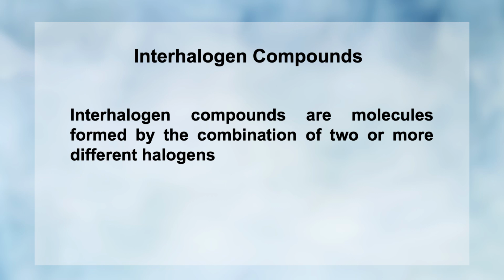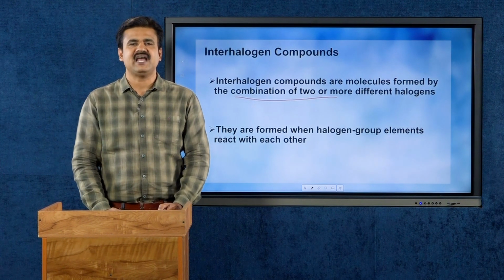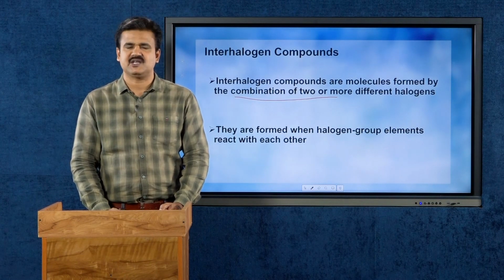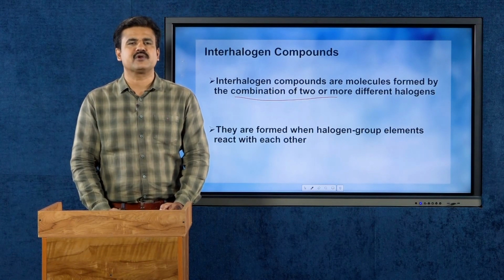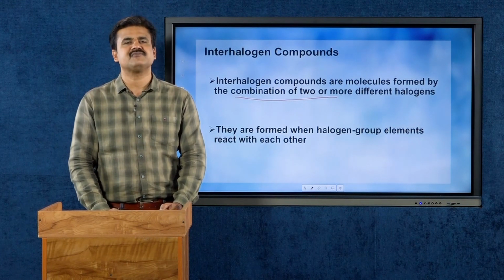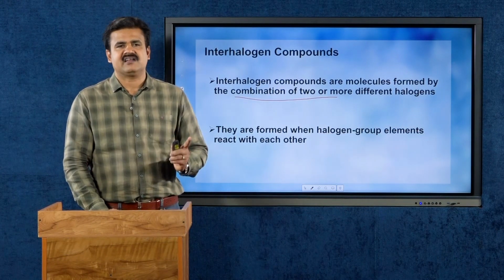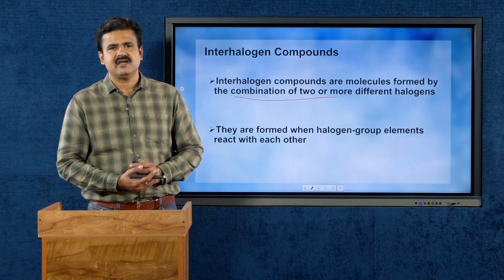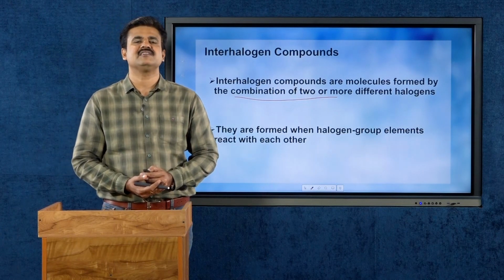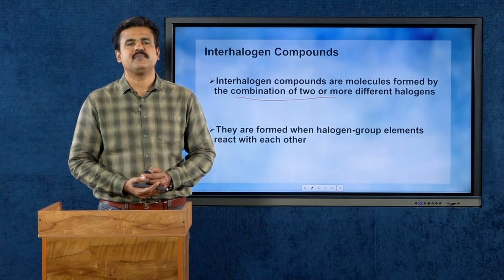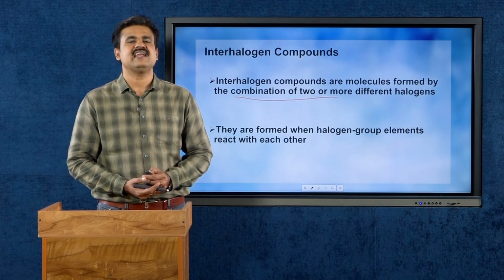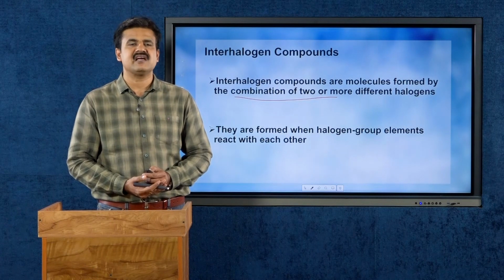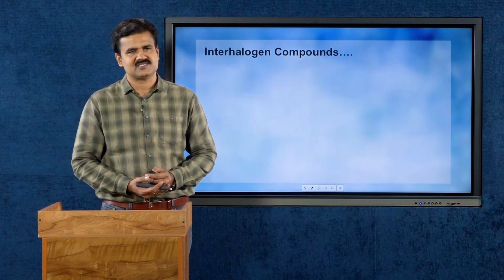Interhalogen compounds are molecules formed by the combination of two or more different halogens. Fluorine, chlorine, bromine, iodine, astatine and tennessine are the halogen family, out of which fluorine, chlorine, bromine and iodine are reactive halogens, and interhalogens are produced from these elements. The interhalogen compounds are formed when halogen group elements react with each other. In halogen group elements, we are generally excluding astatine and tennessine. All other elements may react together to produce interhalogen compounds.